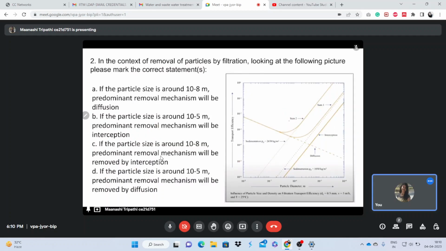In the context of removal of particles by filtration, looking at the following picture, please mark the correct statement. This is a picture of transport efficiency versus particle diameter. Different types of mechanisms are there: sedimentation, interception, diffusion. Sedimentation when rho is 1050, and when this is 2650.